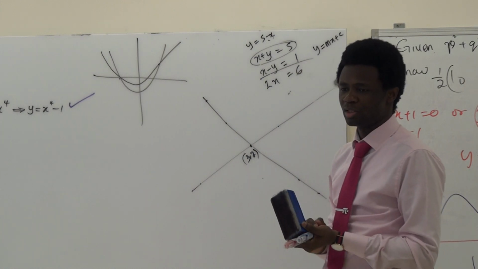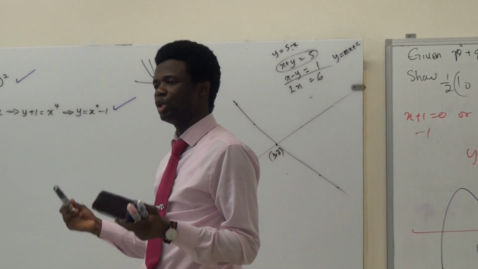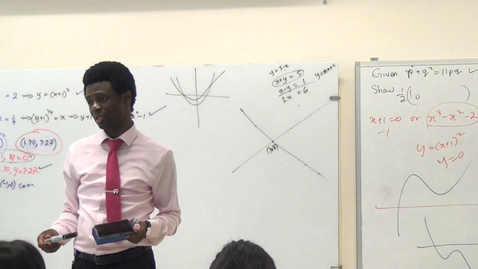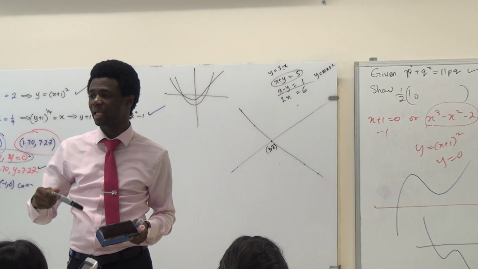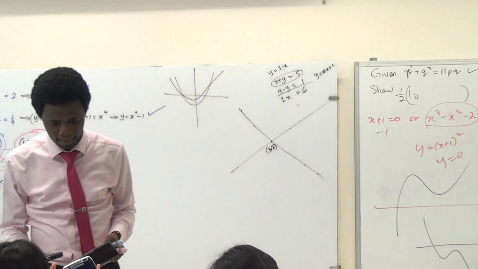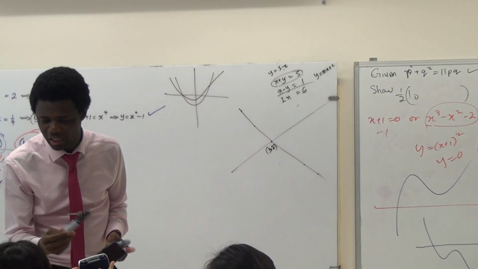So when you find the intersection of two graphs, you are looking for the values of x and y that satisfy the equations simultaneously. Satisfy means make it valid, make sense to both of them. So there's only one intersection, and the other one is invalid.